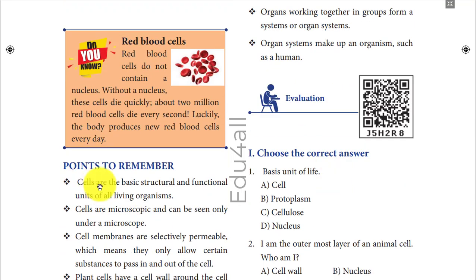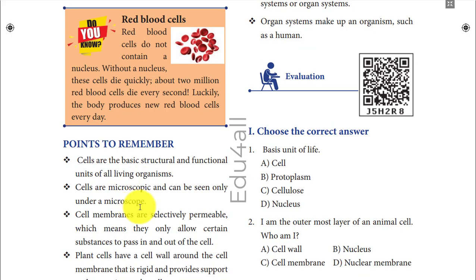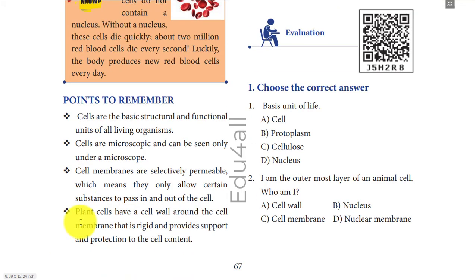So these are the major points. Cells are the basic structural and functional unit of living organisms. So all living organisms are made up of cells. Cells are microscopic, so we cannot see cells with the naked eye, but we can see some cells, like the biggest cell that we can see without a microscope. Cell membrane is selectively permeable, so it allows some things inside and some things out.